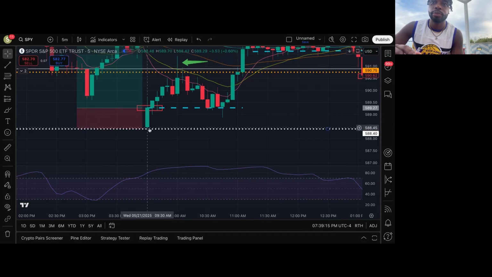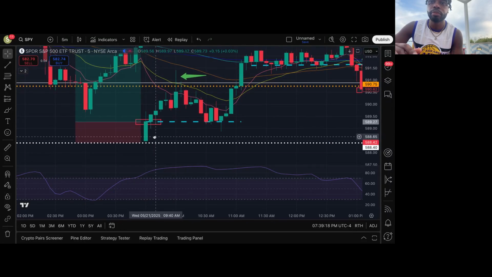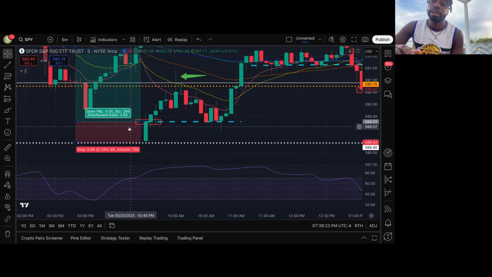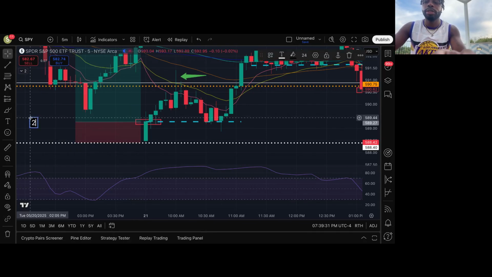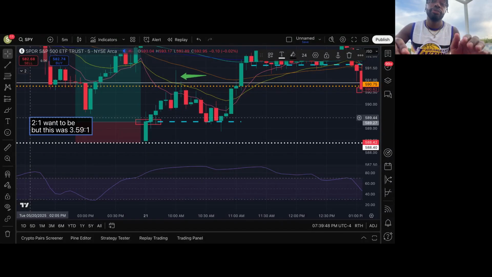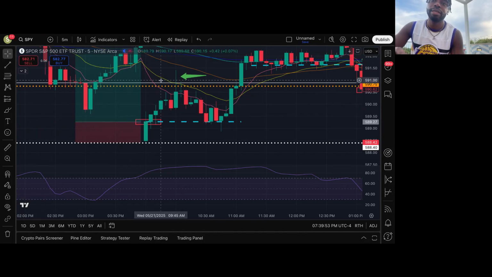So I set the stop right at the low of this bull bar. The volume RSI was also really high. So I was like, we can get a gap fill, and I'm going to take profit there. The risk reward ratio was 3.59. You always want it to be at least a 2-to-1 ratio, which means for every dollar that you can lose, you can gain $2. This was 3.59 to 1, which is very good. For every dollar that I could possibly lose, I can gain 3.59 basically.